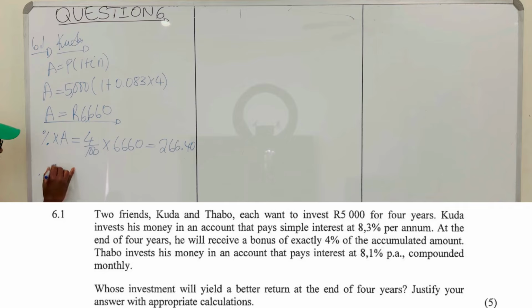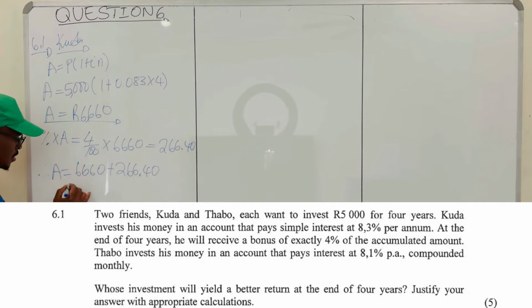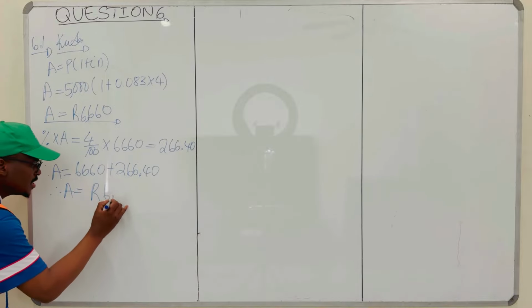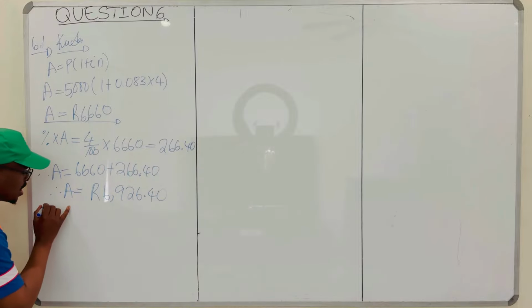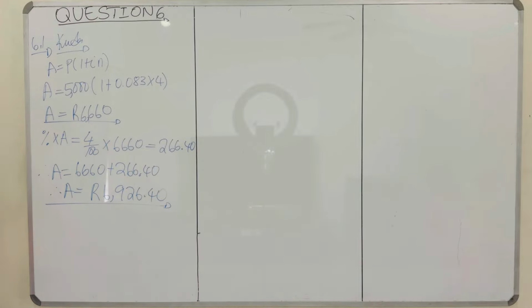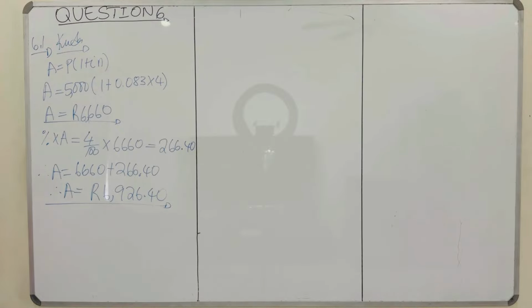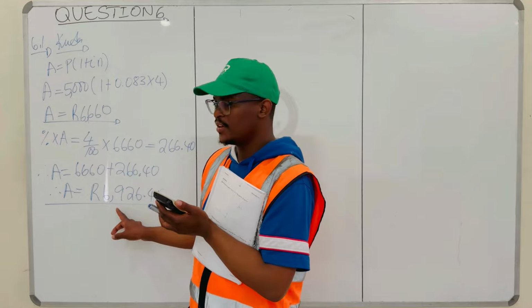Therefore, his accumulated amount for that account will be this 6,660 plus 266.40. Therefore, A is equal to the answer to this, 6,926. He will have 6,926 rands 40 cents. So this is how much Kuda will have at the end of the investment period. It's what he earned on that simple interest account plus the 4% bonus. This is how much he will have at the end of 4 years.